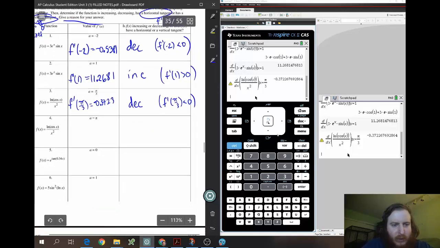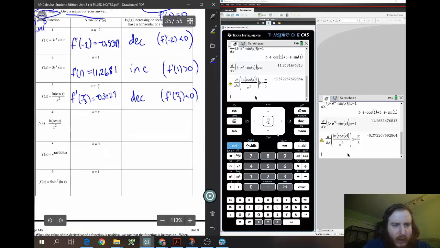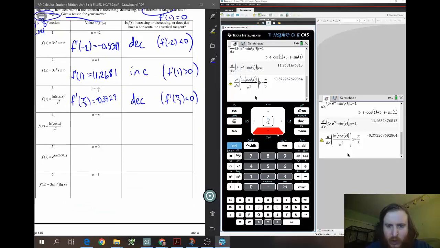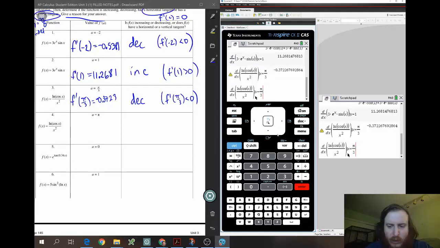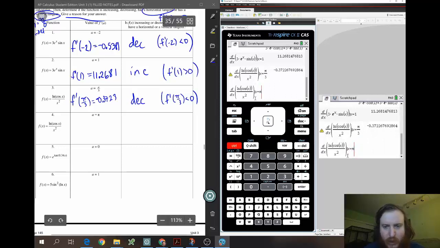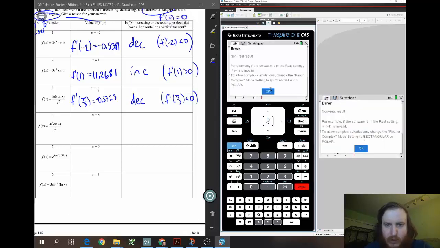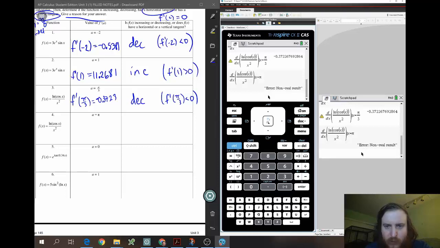Okay. Next one is ln of cosine of x over x squared again, but just changing it to at pi. So in our calculator, we're going to hit the up arrow twice and change this to at x equals pi. Oh wait, we don't want control, so we're going to hit escape. At pi. And then again, I'm going to hit control enter because I know I want to get the decimal version of this. And this time we got a non-real result.